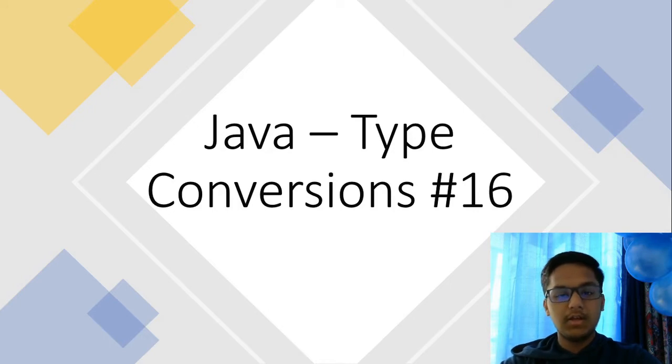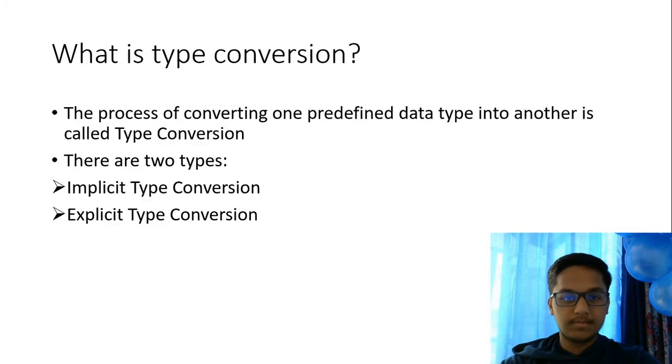Today, we'll be learning about type conversions. So, what is type conversion? Type conversion is basically the process of converting one predefined data type into another. In simple terms, let's say we have an integer and we want to convert that to a double. So, we are converting from one data type to another, in this case from integer to double. So, that is what type conversion means.